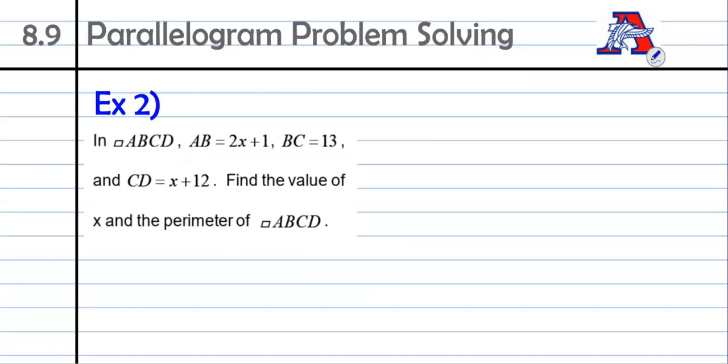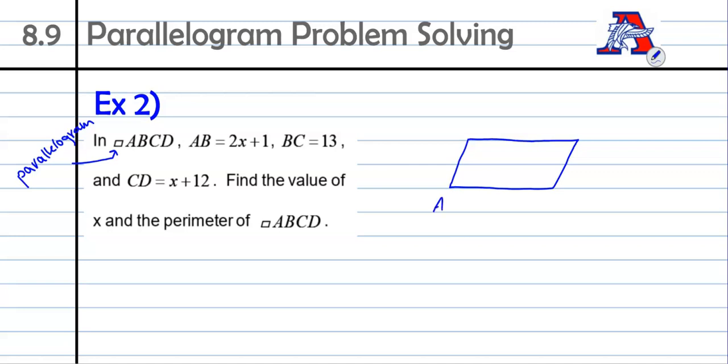All right, and then the second problem here, it says in parallelogram ABCD. I don't think we've seen that yet, but that's the universal symbol for parallelogram. In parallelogram ABCD, AB is equal to 2x plus 1, BC equals 13, and CD equals x plus 12. Find the value of x and the perimeter of parallelogram ABCD. So again, it's a lot to take in until you draw the picture. It's a lot easier if you draw the picture.